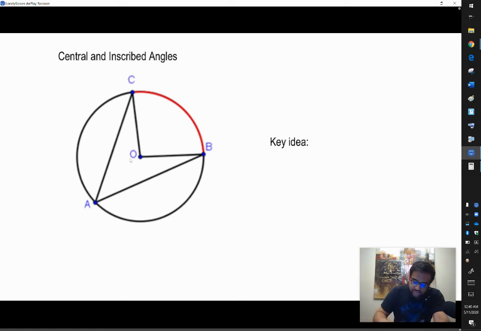Some more key terminology. We have central angle and inscribed angle. Which one do you think is the central angle and which one's the inscribed? Right? The central angle would naturally be angle COB, vertex is the center, kind of a no-brainer. And the inscribed or drawn within angle is the angle over here, CAB. So COB, in this case, is the central angle. CAB is the inscribed angle.